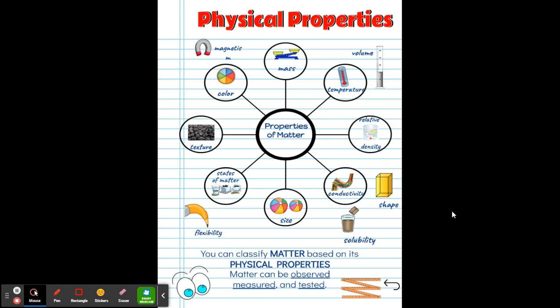Physical properties. Here are the physical properties of matter. You can classify matter based on its physical properties. Matter can be observed, measured, and tested. Here we have mass, temperature, relative density, conductivity, size, states of matter, texture, color, magnetism, flexibility, solubility, shape, and volume.